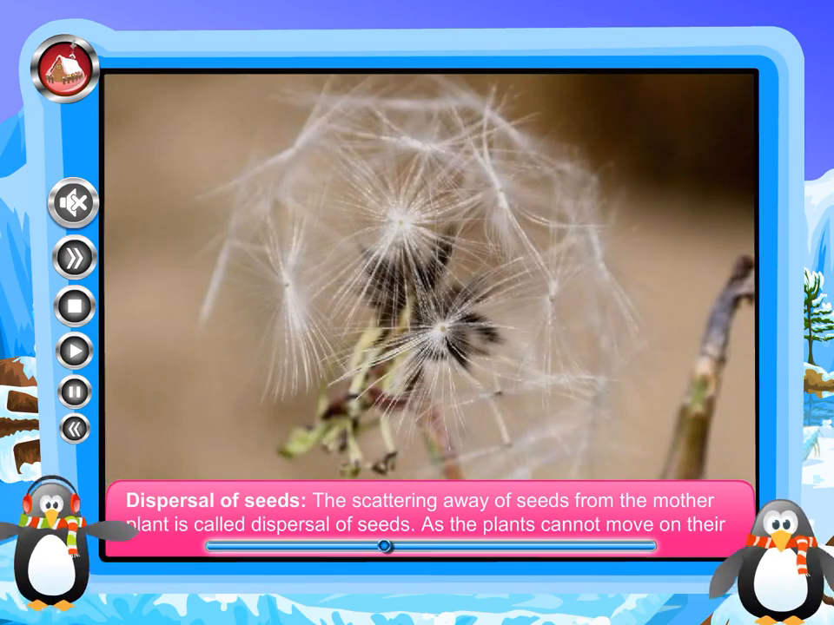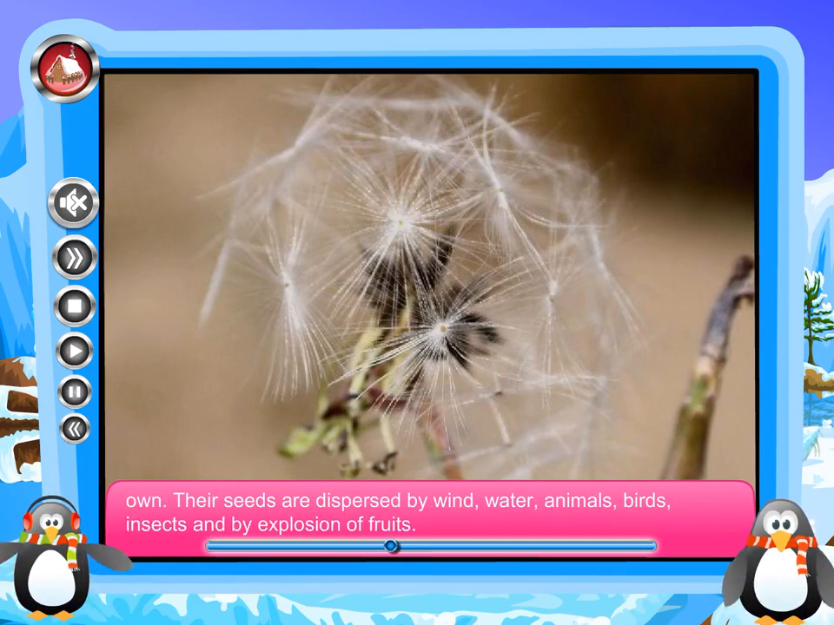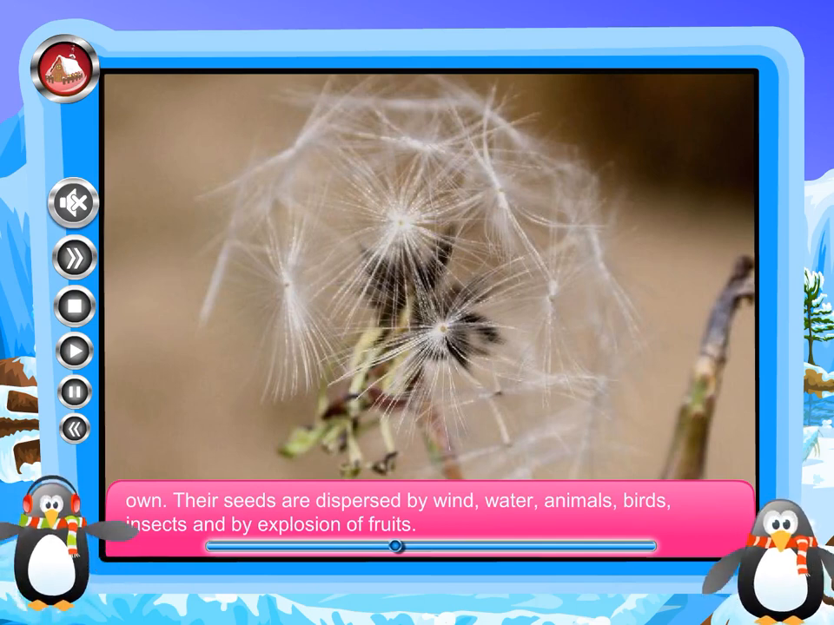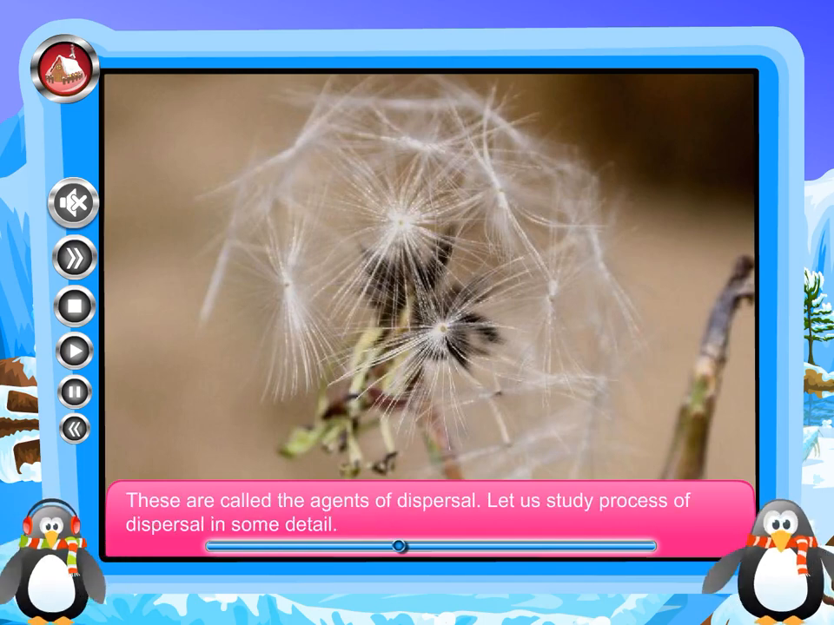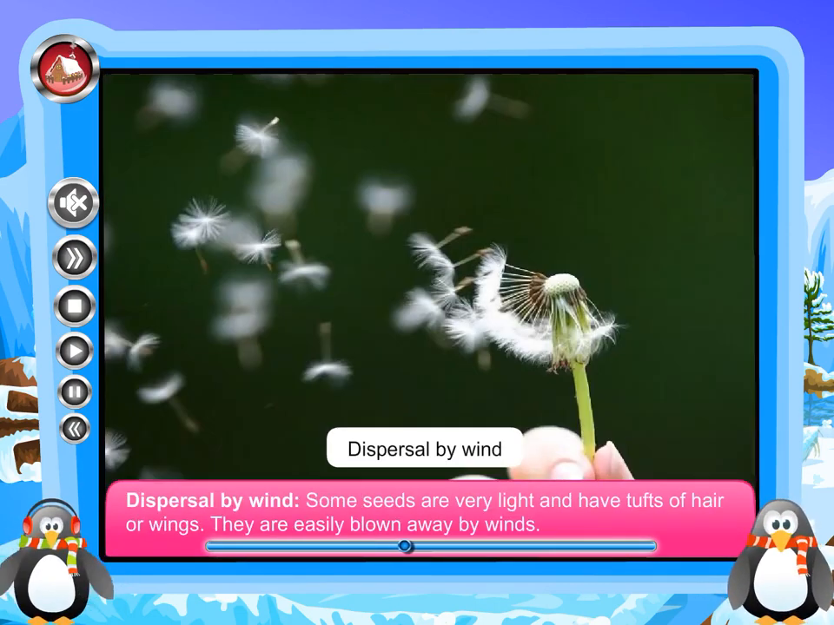Dispersal of seeds. The scattering away of seeds from the mother plant is called dispersal of seeds. As the plants cannot move on their own, the seeds are dispersed by wind, water, animals, birds, insects, and by explosion of fruits. These are called the agents of dispersal. Let us study process of dispersal in some detail.